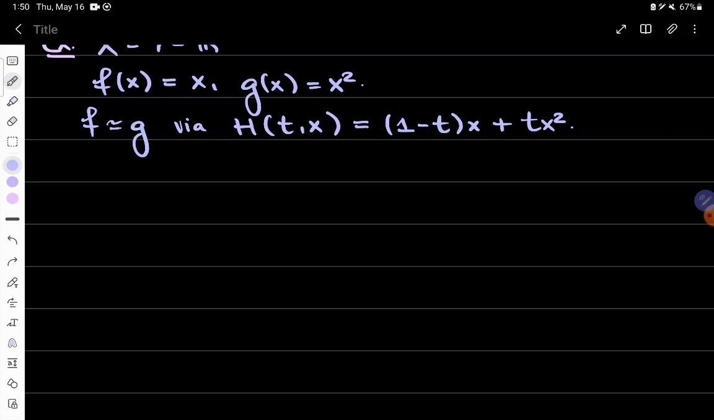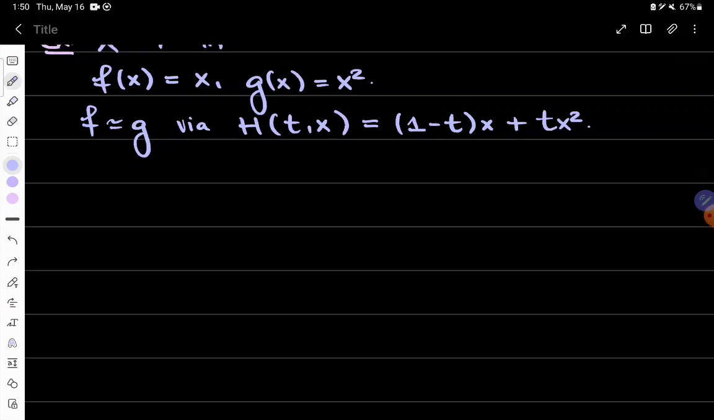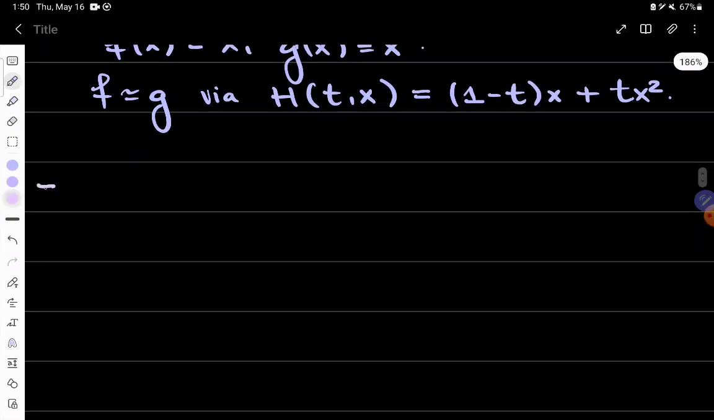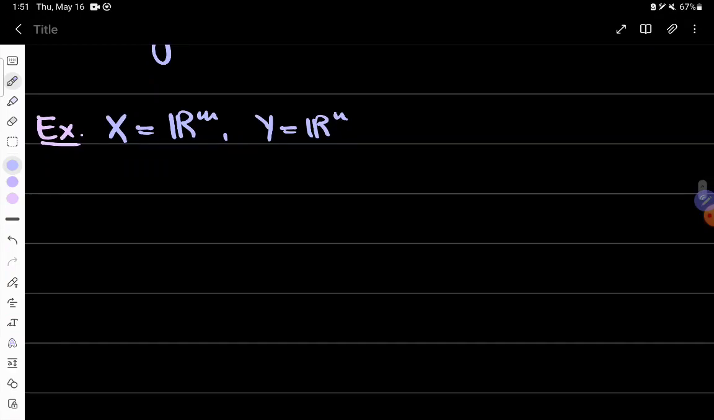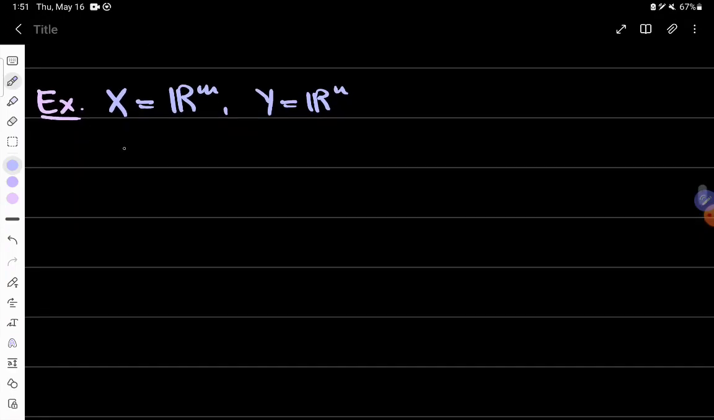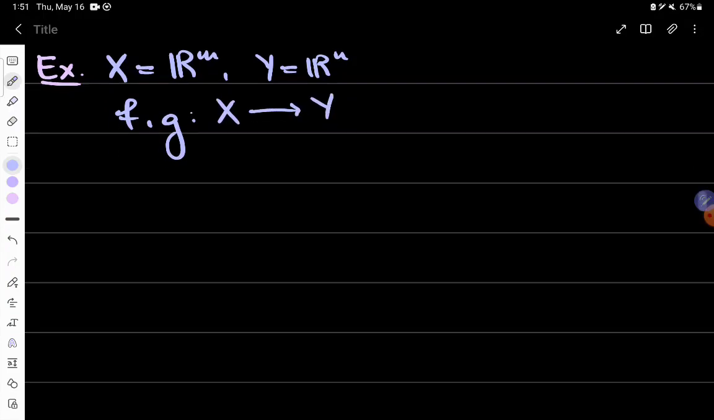Great, so we've given an example. Let's generalize this a little bit, this idea of a linear homotopy. Let's take X to be R^m and Y to be R^n, for m and n non-negative integers, and f and g are going to be any two arbitrary maps X to Y. So I claim that these guys are going to be homotopic.